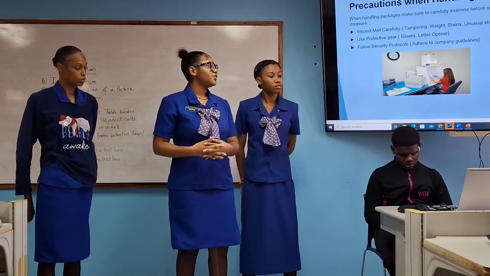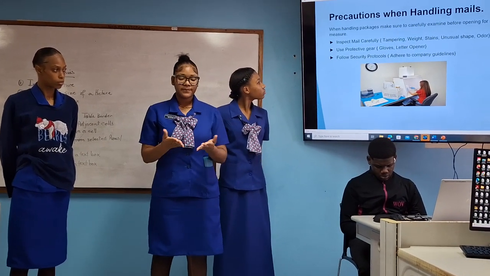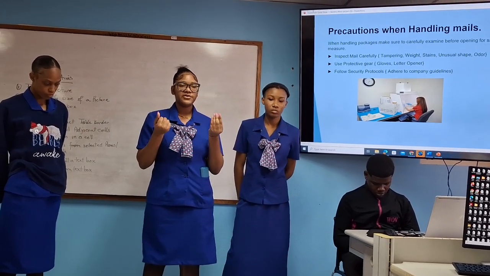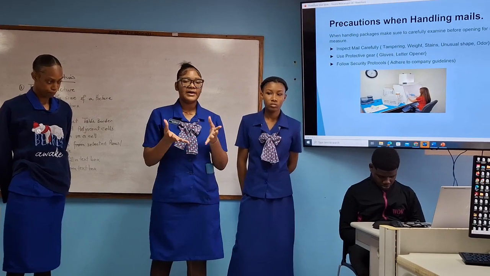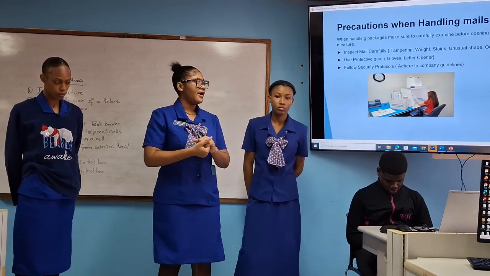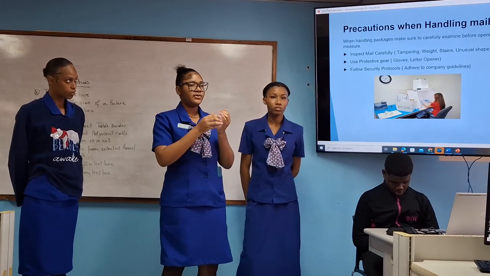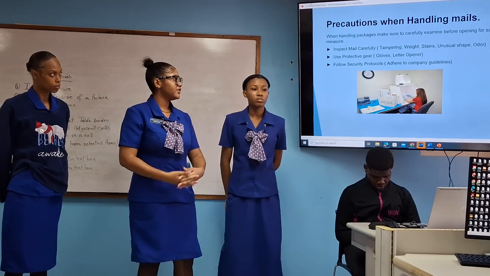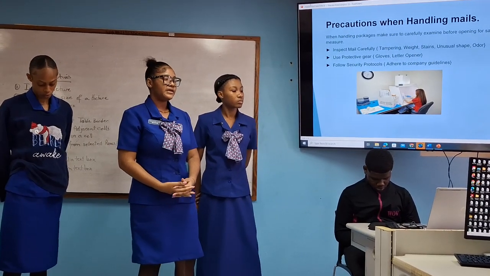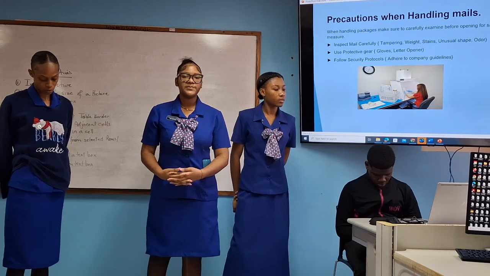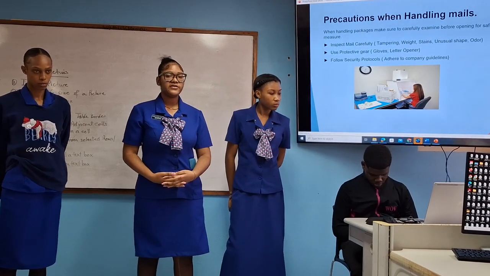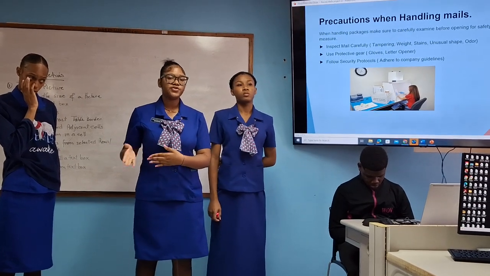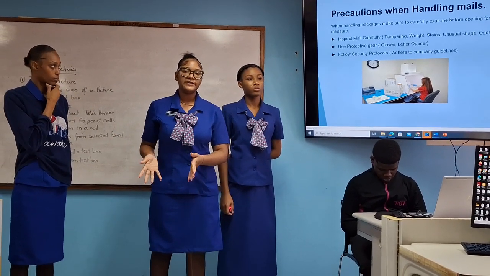And then use protective gear. So when handling meals, I suggest wearing gloves, because some person's hands might be sweaty and might stain the meal. And then use a letter opener so you can easily open the meal. And then follow security protocols. So when assessing meals, if you find a meal that is deemed suspicious, you need to follow security procedures, to know step by step who to report to and what to do when you find these suspicious meals.